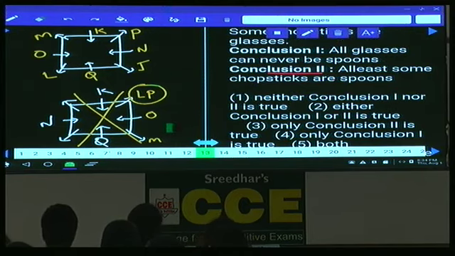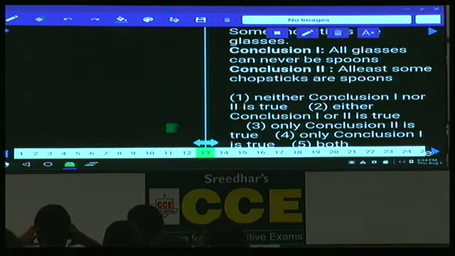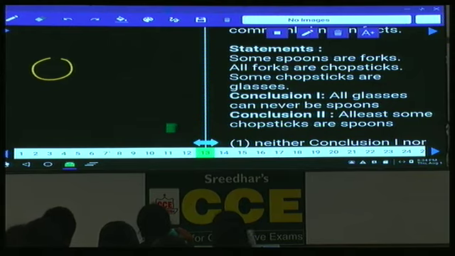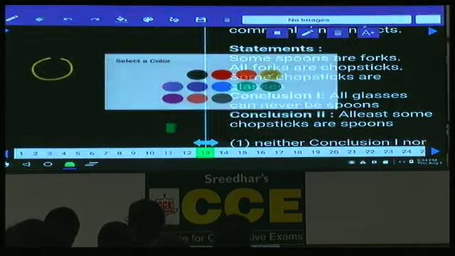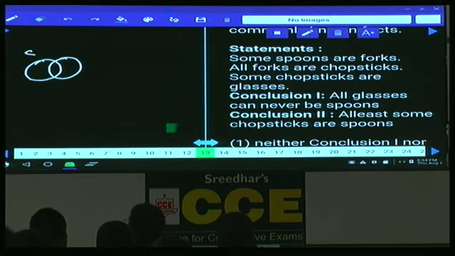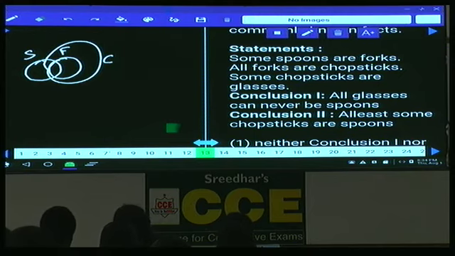Now 11 to 14. Now in this question number 13, some spoons are fork, and all fork are chopsticks, and next one some chopsticks are glasses. Now this is the information provided. First one, all glasses can never be spoons.